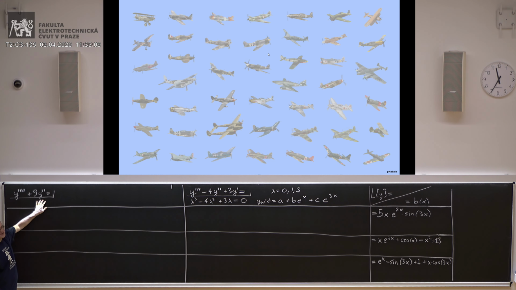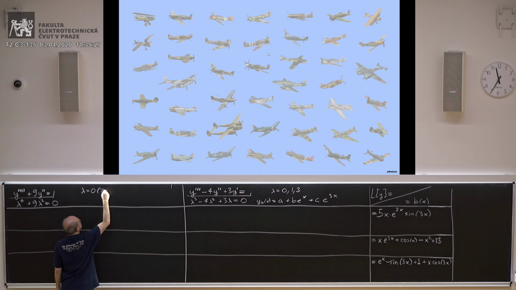The homogeneous equation has 0 here, and the associated equation is lambda to power 4 plus 9 lambda squared is equal to 0. We can factor out lambda squared out of this. So it means there is lambda equal to 0 as a characteristic number, and it has multiplicity 2. It's a double characteristic number. And after we factor out lambda squared, there will be lambda squared plus 9, and this one has imaginary roots, plus minus 3i.